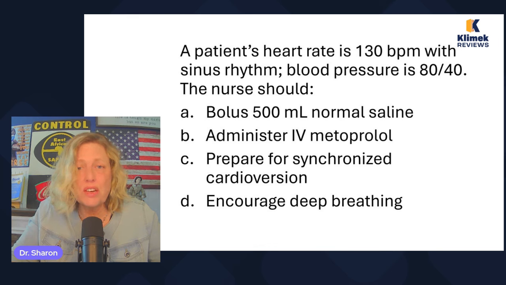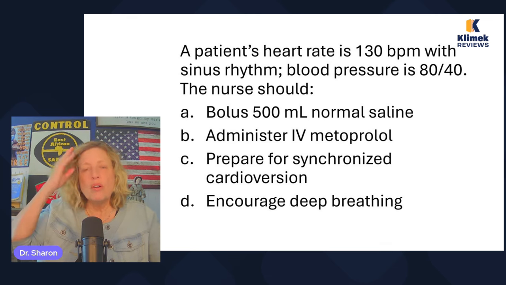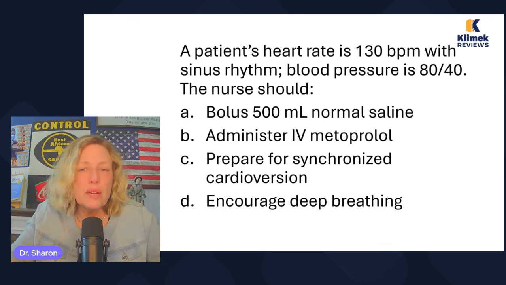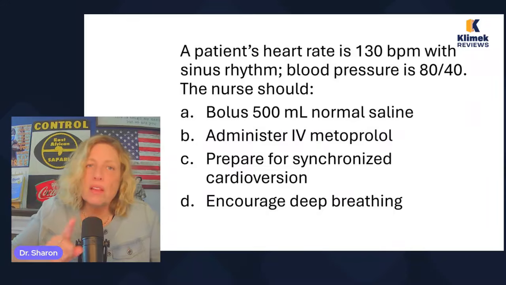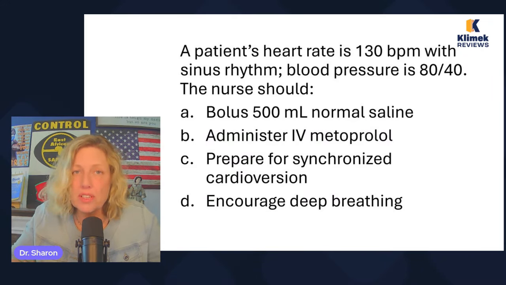A patient's heart rate is 130 with sinus rhythm. So it's a sinus tachycardia. Blood pressure is low. I should do what? Bolus 500, administer IV metoprolol, prepare for synchronized cardioversion, or encourage deep breathing. So I don't know if the blood pressure is low because the heart rate is high or if the heart rate is high because the blood pressure is low, but it makes more sense that the heart rate is high because the blood pressure is low.